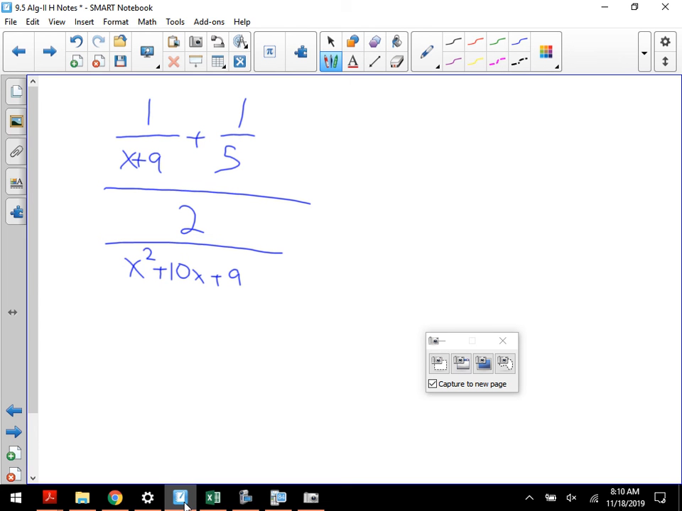One of the things I would do as you're writing it down, you'll notice that the main denominator fraction, the 2 over the x squared plus 10x plus 9, already has a common denominator, because it's got that whole trinomial underneath it. So in an instance like this, I would get my common denominator from the top part, but I know that the bottom part just needs to get factored and flipped as I'm going through it.